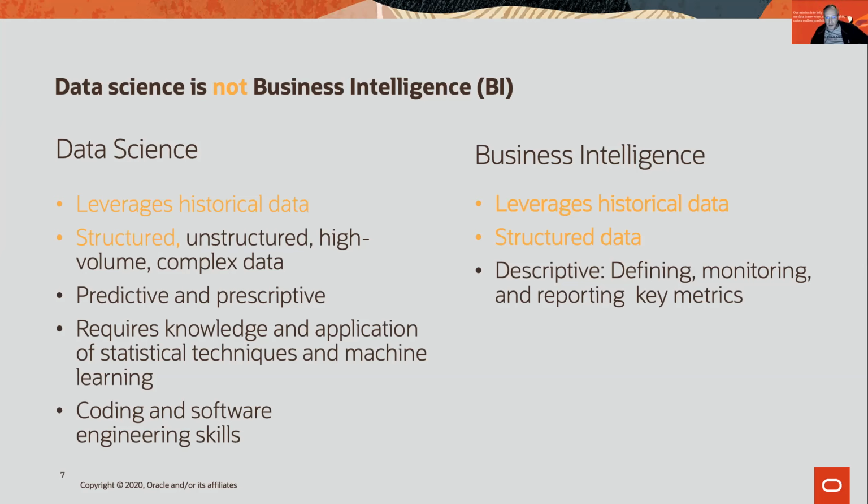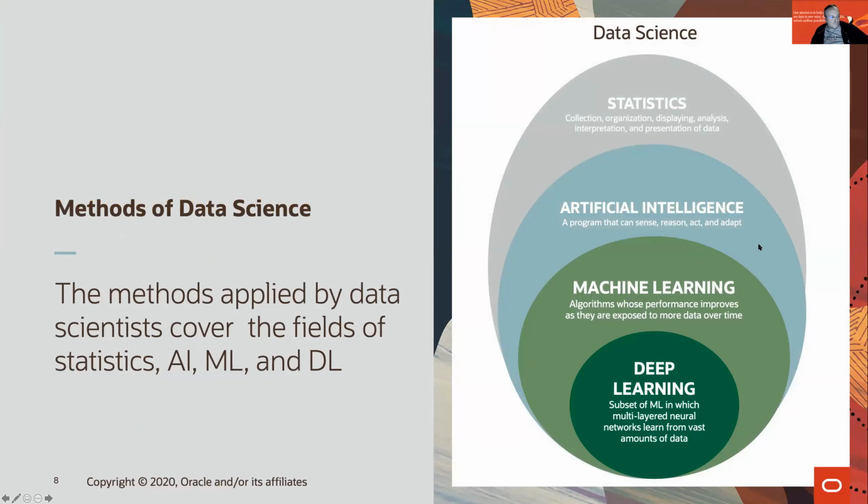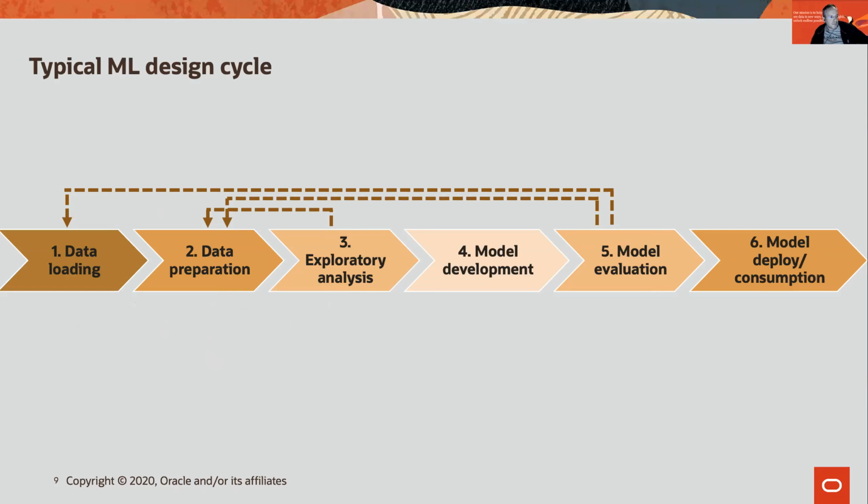Normally, you require knowledge and application of statistical techniques, and you need a lot of skills in terms of coding and software engineering. Methods applied in data science include statistics, artificial intelligence, machine learning, and deep learning. This is a common way in which we divide these methods.